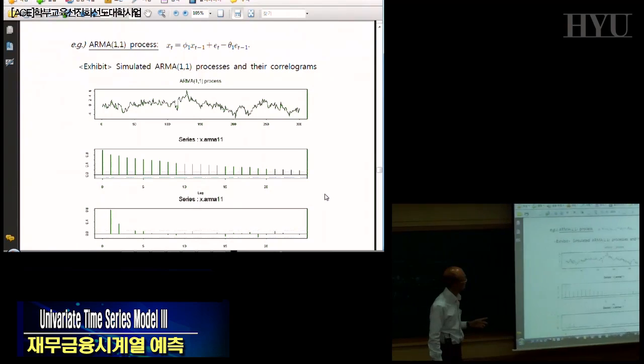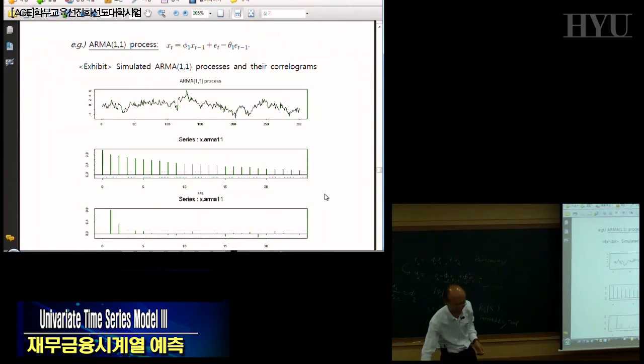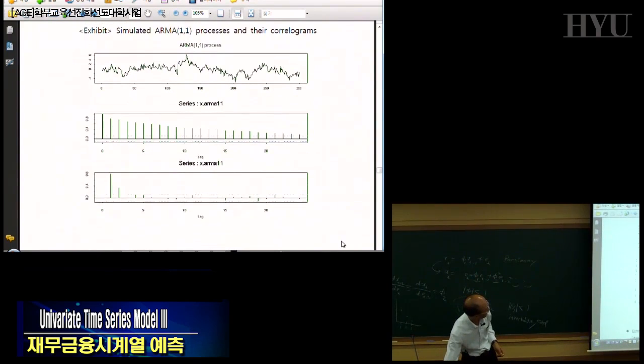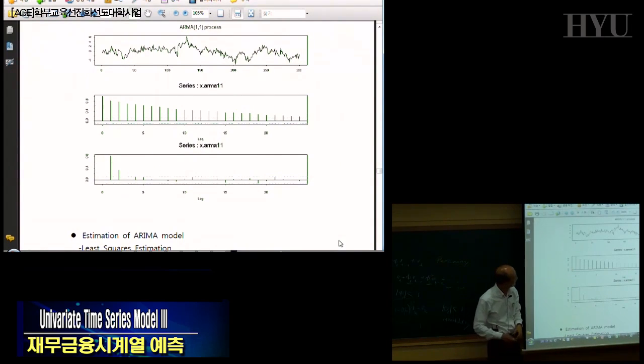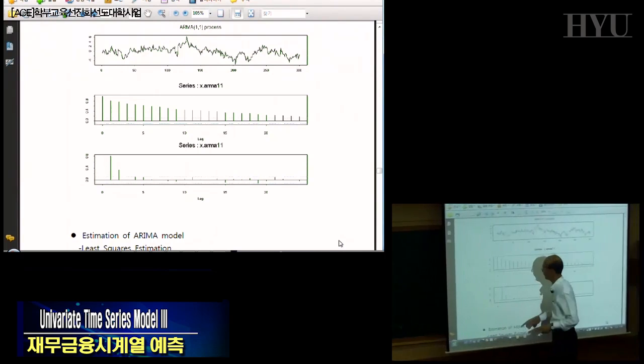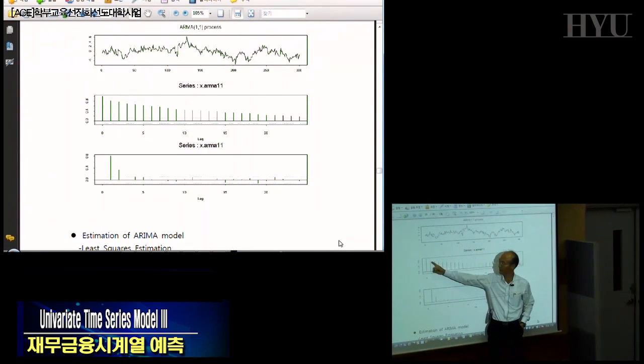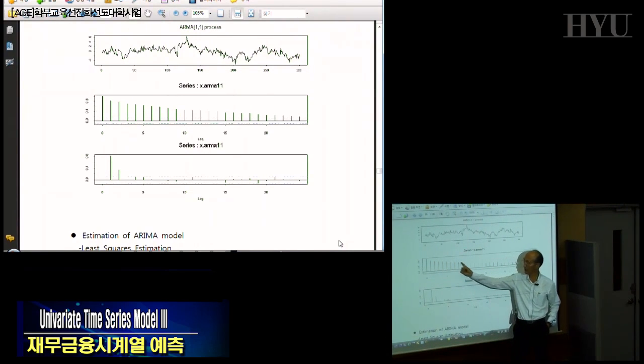But if you actually look at ACF and PACF, it shows, obviously, a tapering off feature.